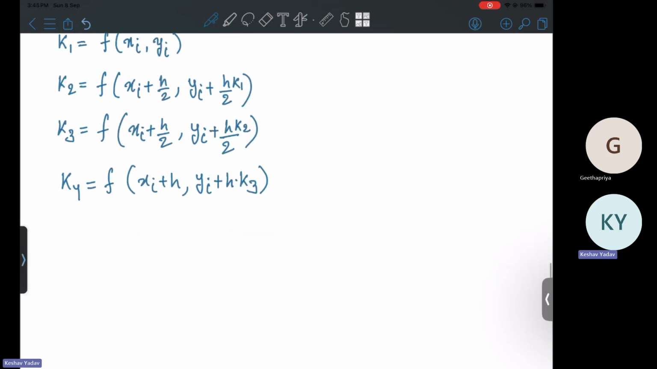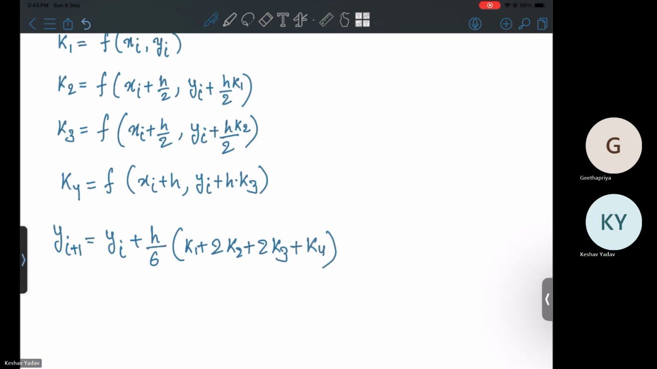Okay. Then by knowing this value, we can find out yi plus 1, that will be equal to yi plus h by 6 times k1 plus 2 k2 plus 2 k3 plus k4.